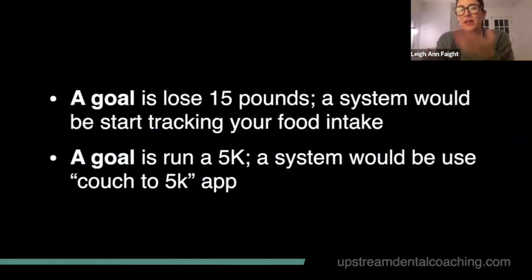So Clear talks about this, goal versus system. A goal of yours might be, I'm going to lose 15 pounds. And a system, or an atomic habit, would be to create a system where you start tracking your food intake. Incremental steps to get to the outcome, the goal, right? So if a goal is to run a 5K, it's not for me, by the way, then a system would be to use maybe the Couch to 5K app.